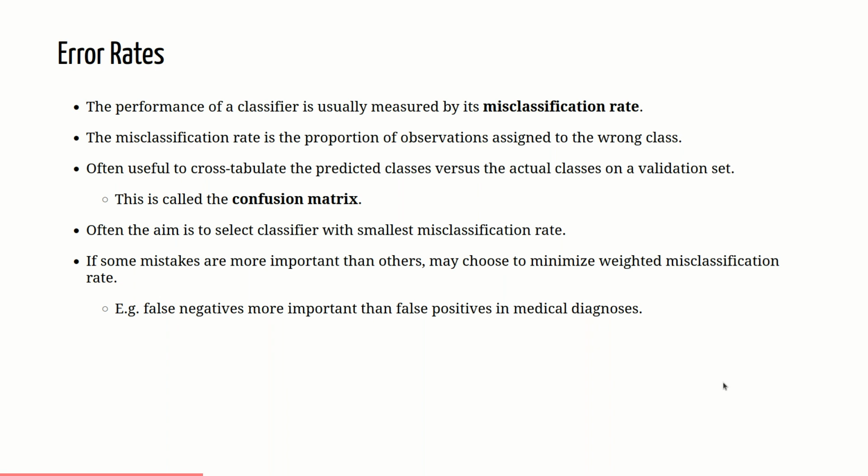And then all we do is cross-tabulate the predicted classes versus the actual classes, which gives us what's called the confusion matrix. So that's just the number of observations that are predicted in class 1 that are actually in class 1, the number that are in class 1 that are actually in class 2, and so on. And then we choose the classifier with the smallest misclassification rate, or the highest classification rate. Sometimes we weight things. So, for example, false negatives might be more important than false positives if your outcome is a binary thing.